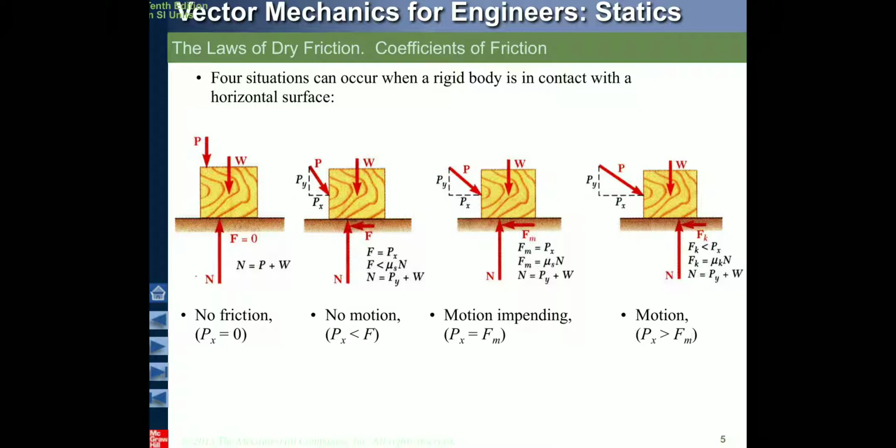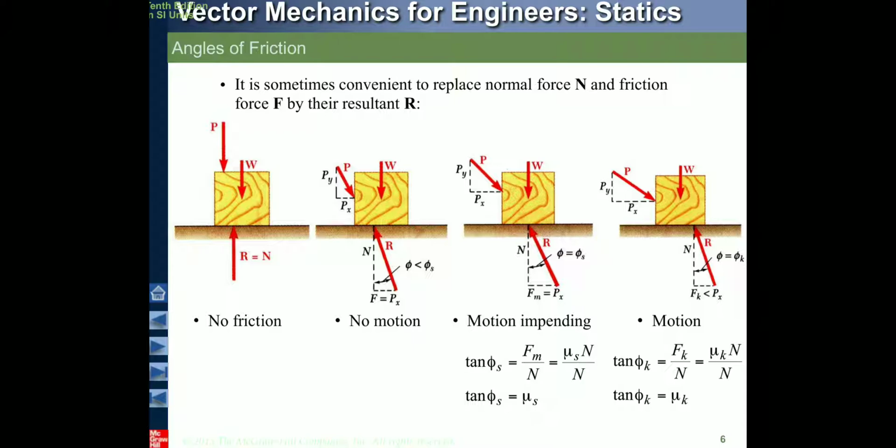Where the block is not moving, the force is applied in the inclined direction. It has horizontal and vertical components, but it is less than the maximum friction value. At the time of impending motion, maximum friction force Fm will be acting, which is equal to the applied force. In the fourth condition, the block is moving. Here Px will be greater than the maximum friction force.